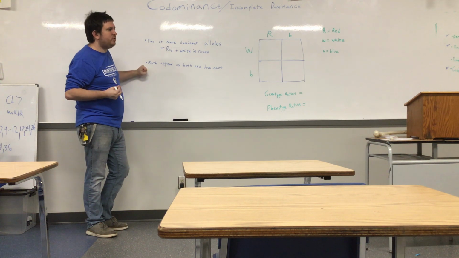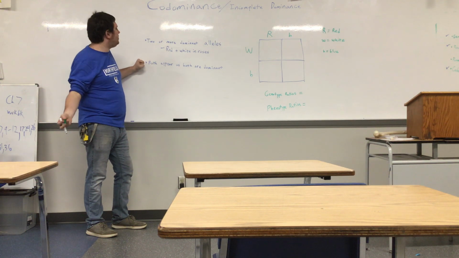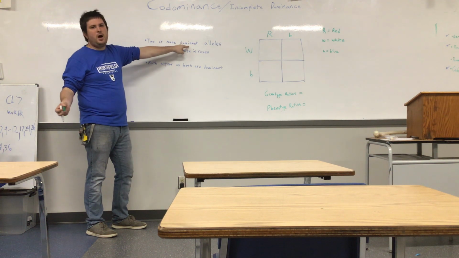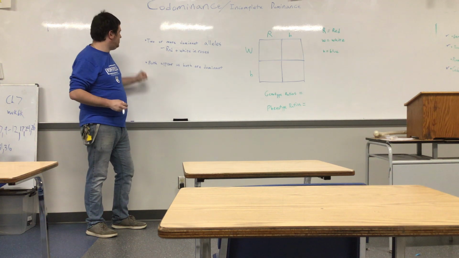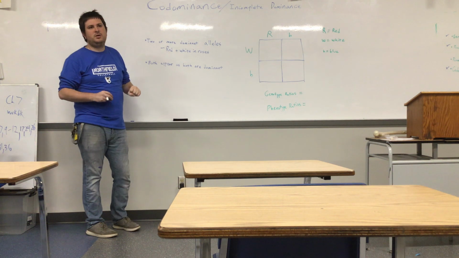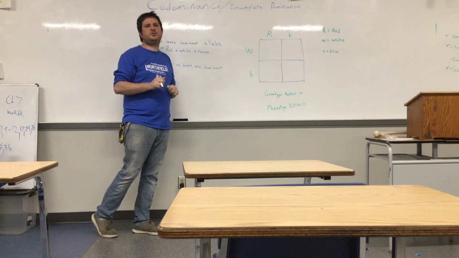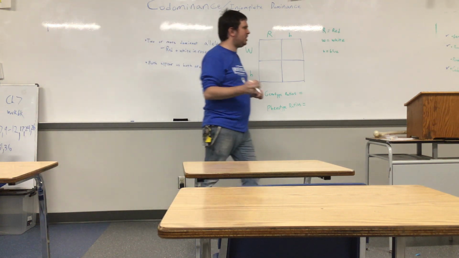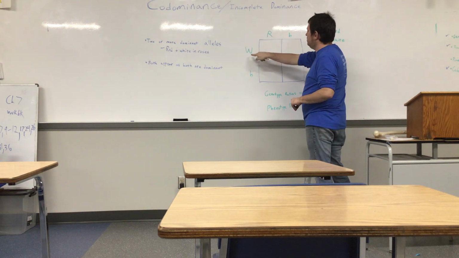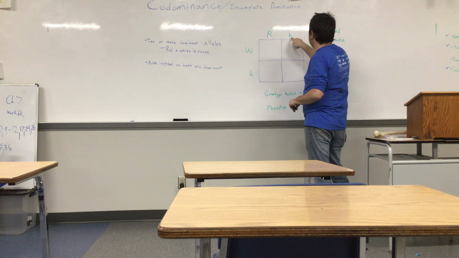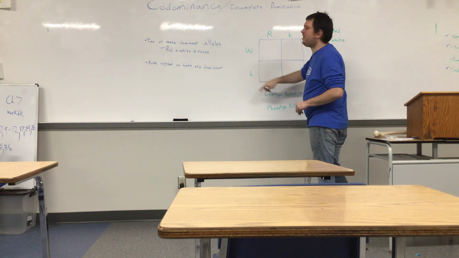So if they both are in the individual, if you get one dominant allele from mom and a different but also dominant allele from dad, both will appear because both are dominant. So let's do a Punnett square and see what that looks like. So here we have a red heterozygous flower and a white heterozygous flower.